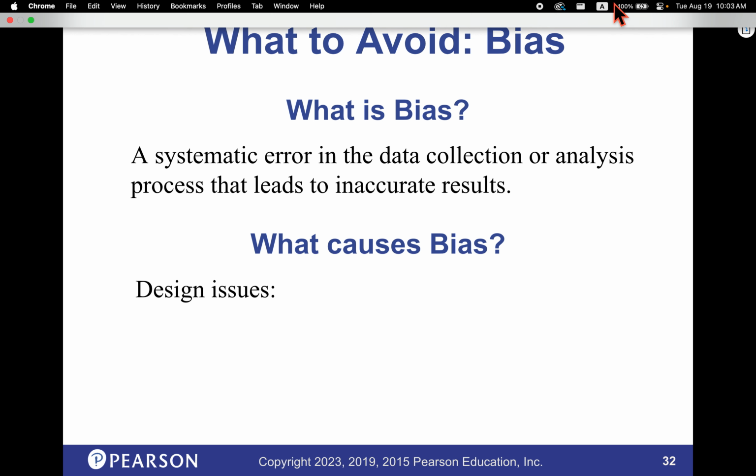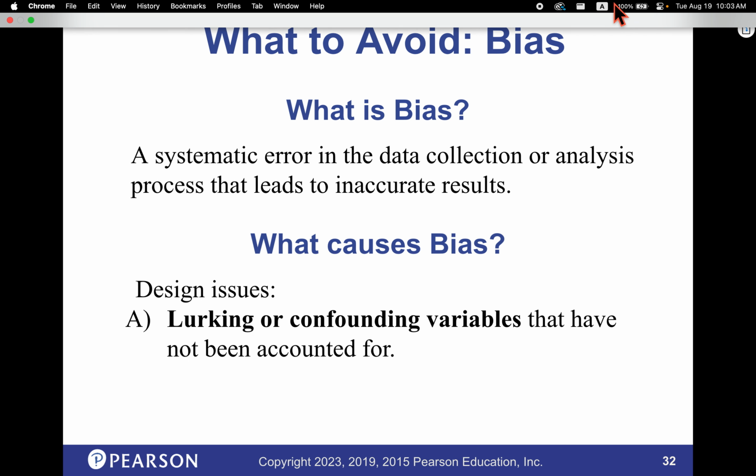What causes bias? It could be a design issue. In the beginning, if we didn't design things right, we could have confounding variables coming in. We could have some different things affecting our study. They call them either lurking or confounding variables. So if we're testing fertilizer and how quickly it makes something grow, we also have to think about how much water they are getting, how much sunlight. We've got to control all those things. Otherwise, one of those other variables could make the difference, and it's not really the fertilizer.